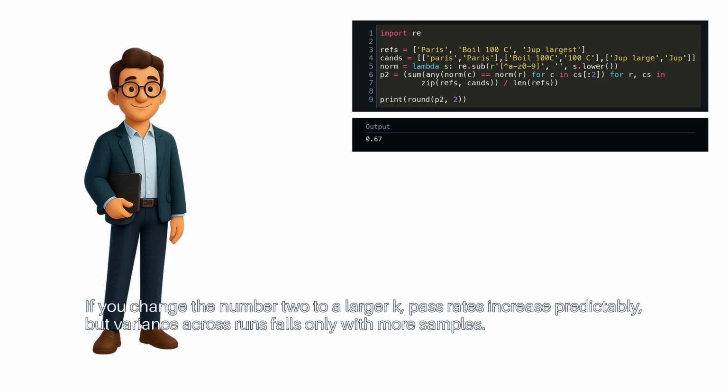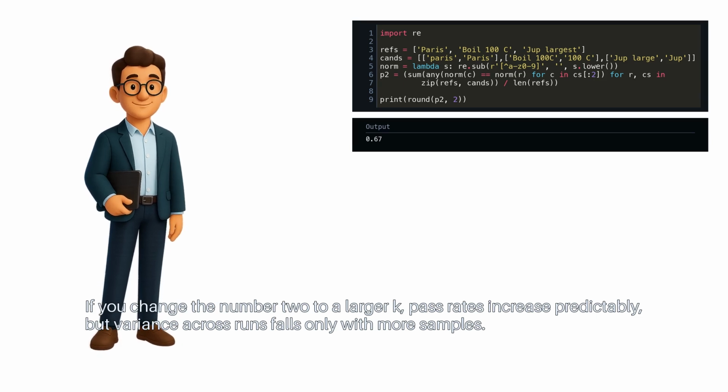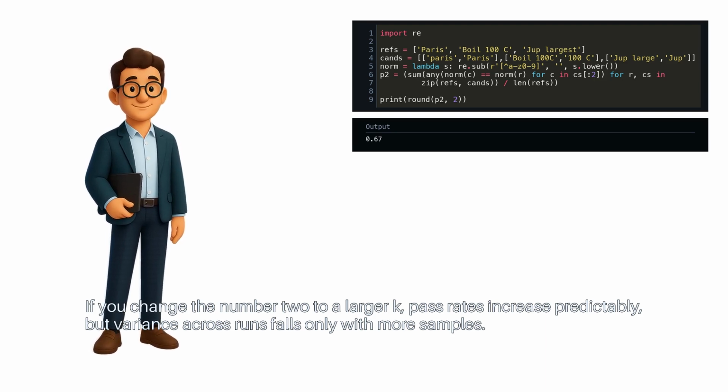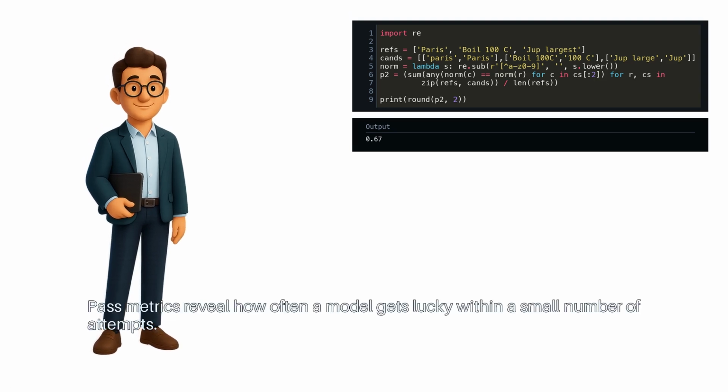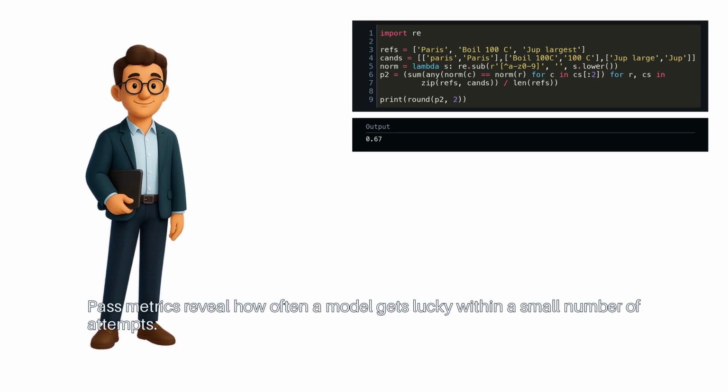If you change the number 2 to a larger K, pass rates increase predictably, but variance across runs falls only with more samples. Pass metrics reveal how often a model gets lucky within a small number of attempts.